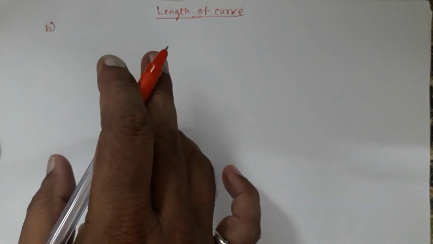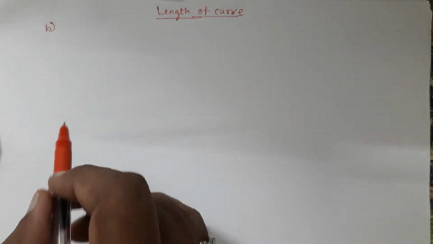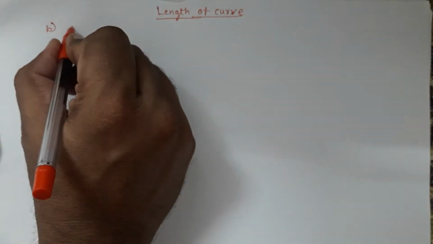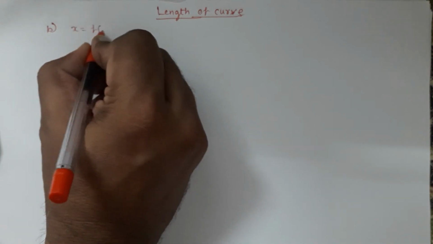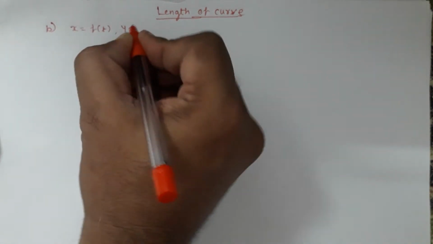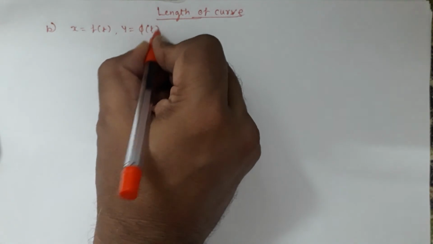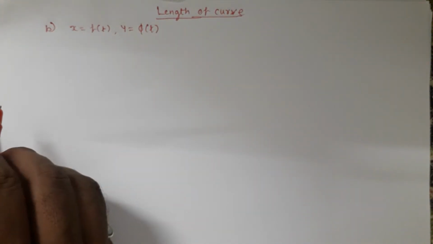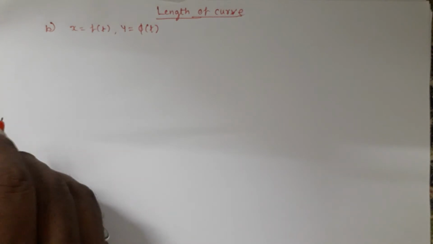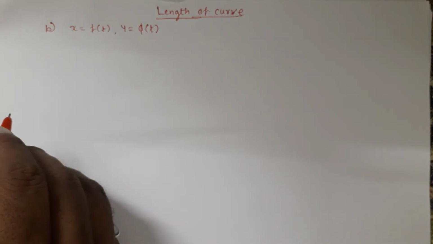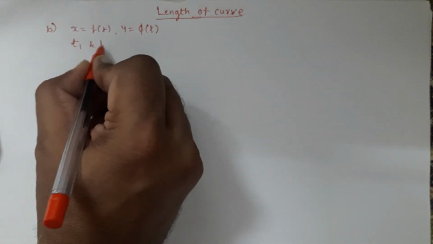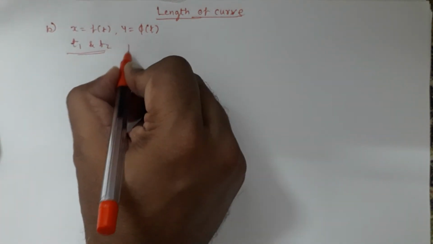Now let us go for the second case. The curve is given by parametric equation. Say x is equal to f of t and y is equal to phi of t, and let the length of this curve is required to be obtained between t1 and t2 for the parameter t. t1 and t2 are the values of parameter t.